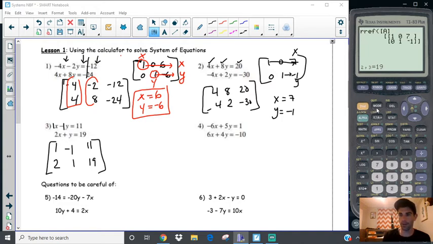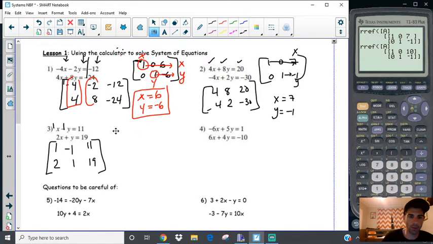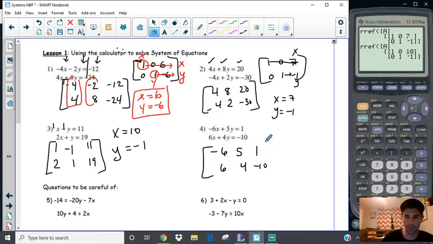Then we're going to quit out of that. Go back to the matrix, to the right, to math, down to letter B, hit enter. Go back to the matrix again, hit enter 2 times, and there you go. 1, 0, 10, 0, 1, -1. So x is equal to 10, and y is equal to -1. And going over here, -6, 5, and 1, 6, 4, and -10. We'll go ahead, copy this into our matrix.